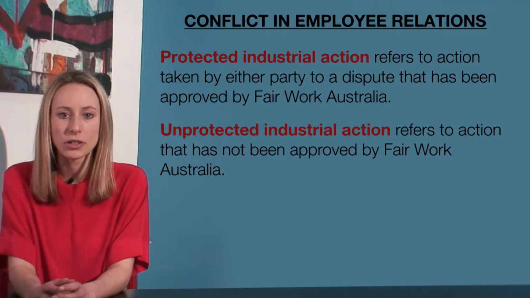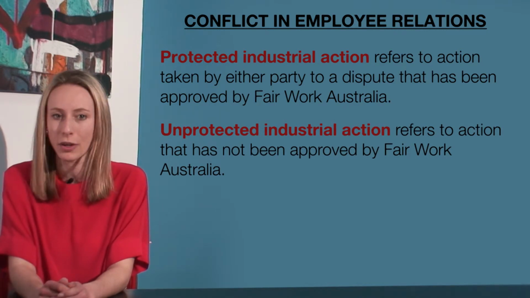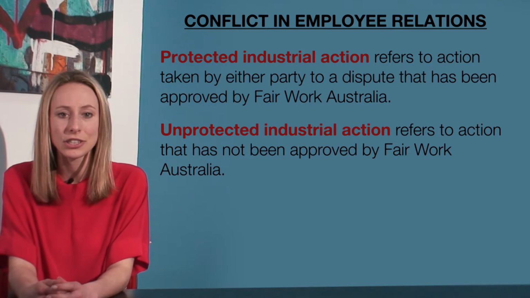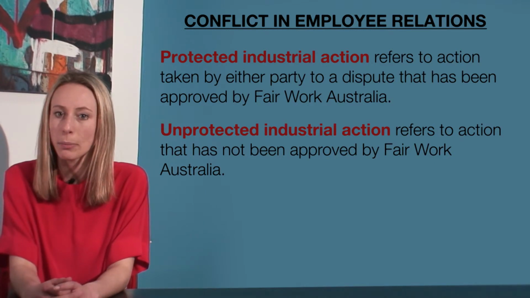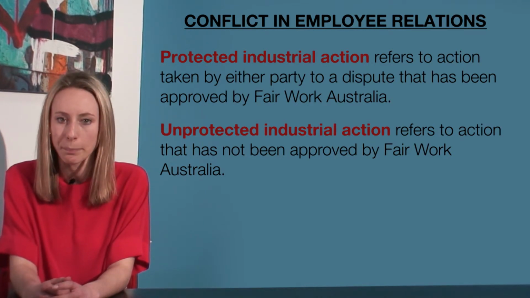Unprotected industrial action refers to action that has not been approved by Fair Work Australia. An unprotected action is considered to be unlawful and opens the participating parties to be subjected to legal action, in which they may be required to pay compensation or have fines imposed upon them.